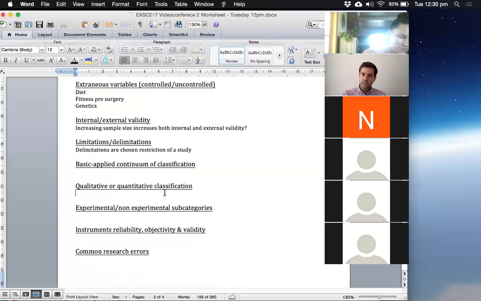Qualitative or quantitative, that should be fairly straightforward. If we're measuring VO2 max and comparing that between two groups, what do you think? Qualitative or quantitative?